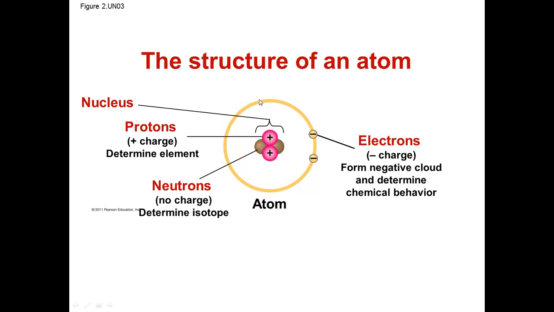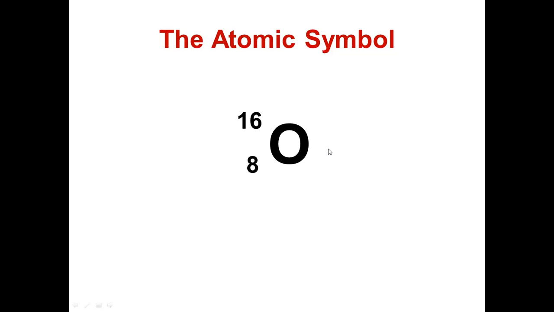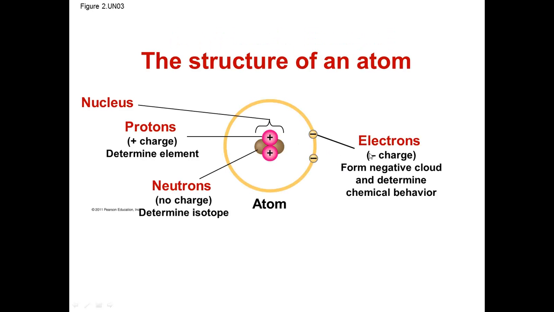Then surrounding the nucleus, shown here in yellow, we have the electrons. The electrons carry a negative charge and they orbit around the nucleus, forming a negative cloud. This will be the focus of most of our lecture in class because these electrons are what determine the chemical behavior and the bonding properties of an atom.